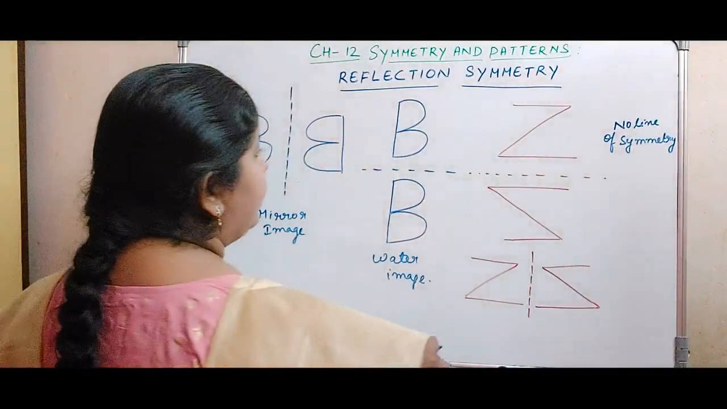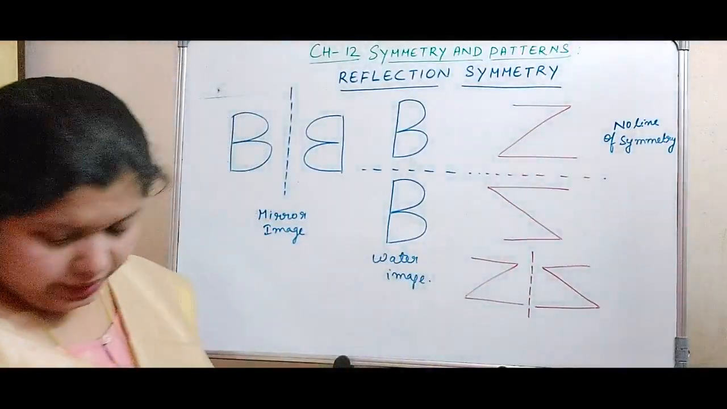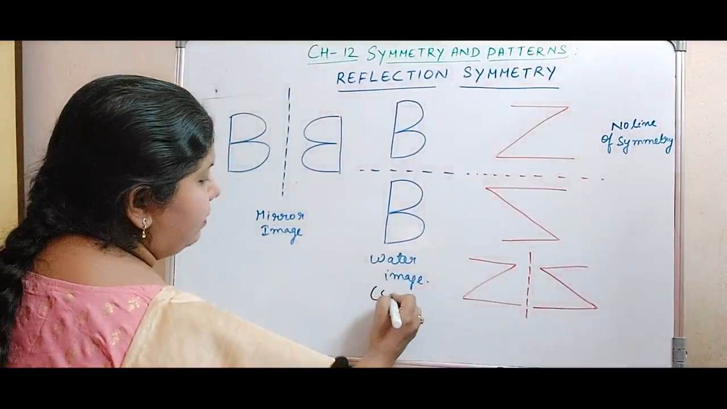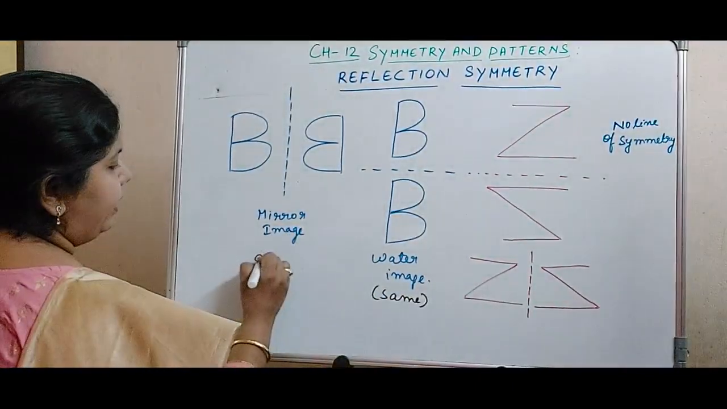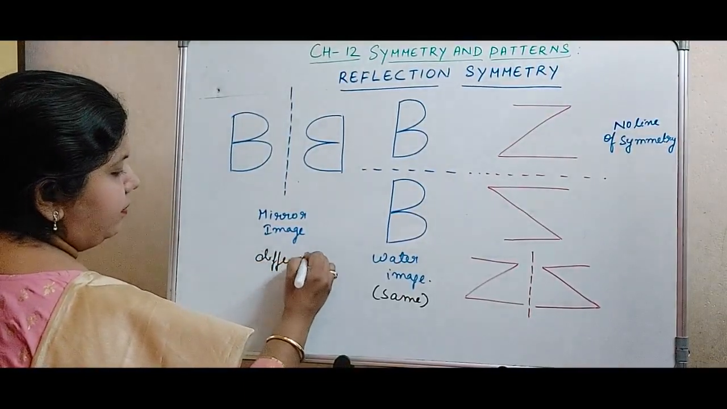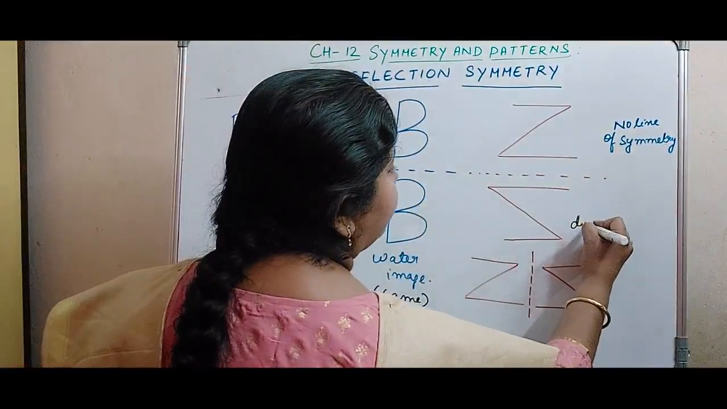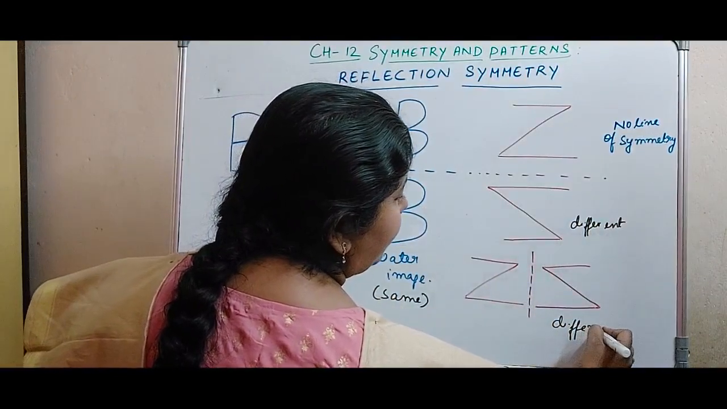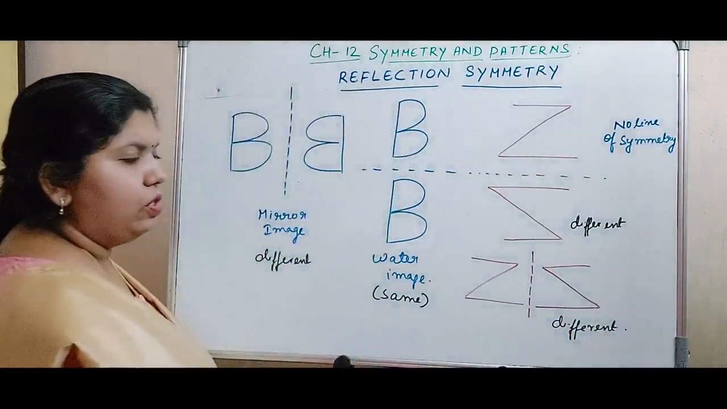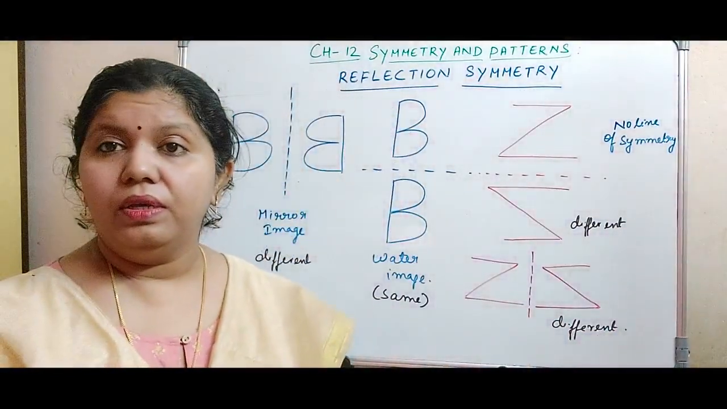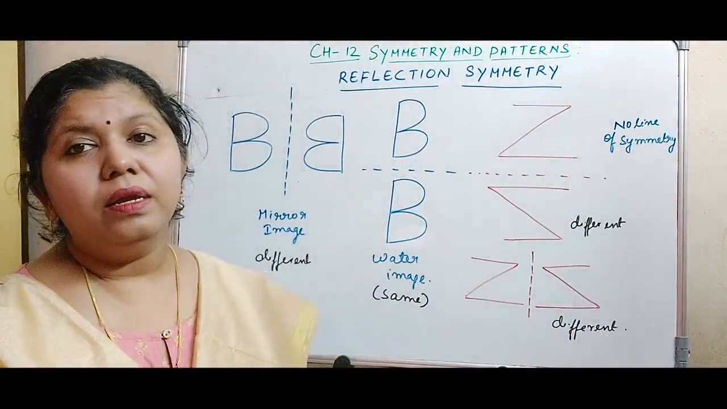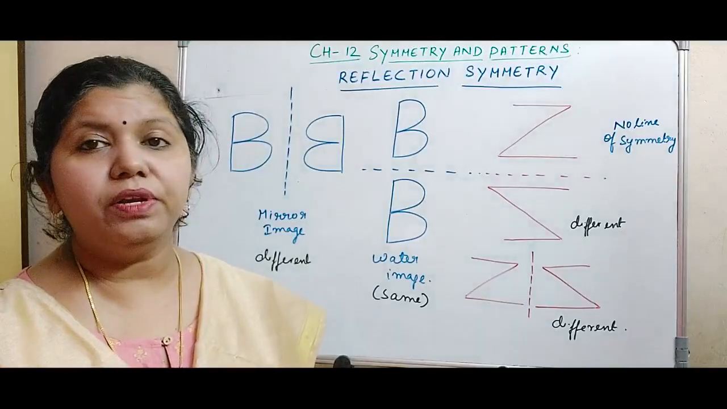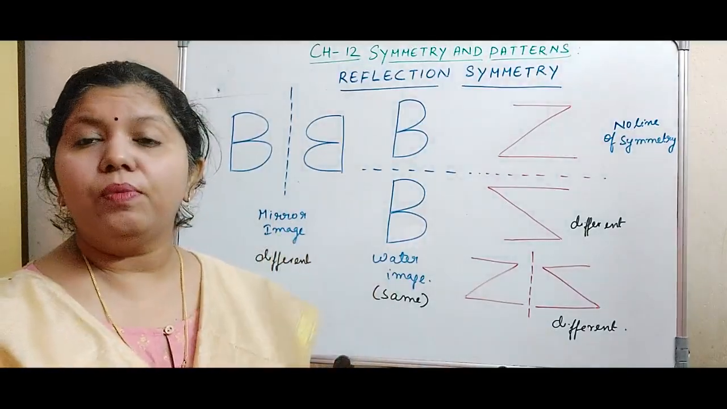So here you will see, here you are getting the same image, and here you are getting different. But in this case you see both are different. This is different, this is also different. Means water image and mirror image, both are different to each other. So these are the rules that you have to identify. Whenever questions come related to reflection symmetry, you have to follow these important points.